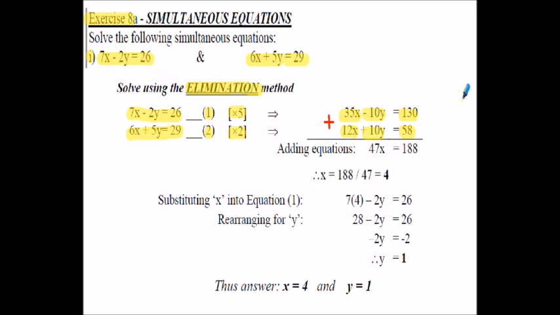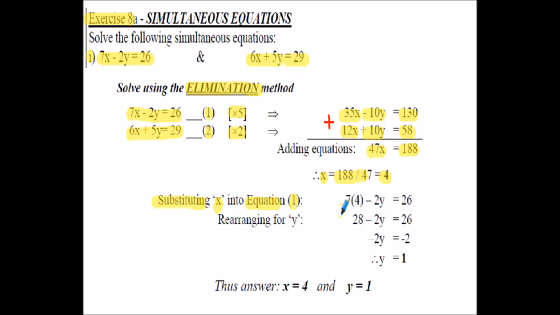So 35x plus 12x gives me 47x, minus 10y plus the plus 10y, that's 0y, and on the right hand side 130 plus 58 is 188. Rearranging the equation to find x, 188 divided by 47 gives us a value of 4, so x is equal to 4. So to find the value of y, we simply back substitute the value of x into any of the equations. I've chosen equation 1 here.